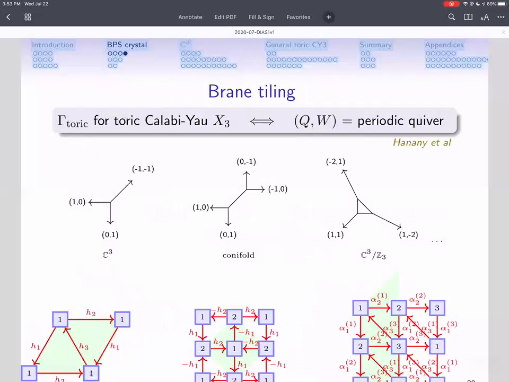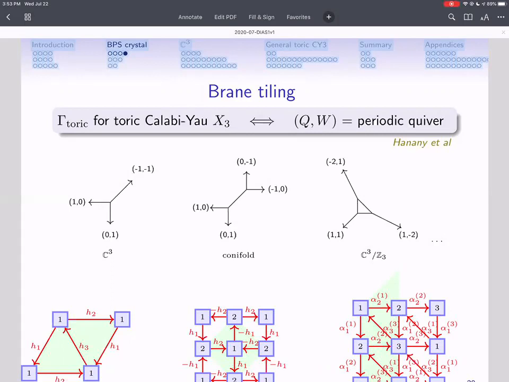So for any toric data, you can also obtain the information of the periodic quiver using this technique developed by Hanany and collaborators called brane tiling. So this is a very powerful technique, also quite interesting and powerful. But we're not going to explain this in detail. We'll just use the result here.